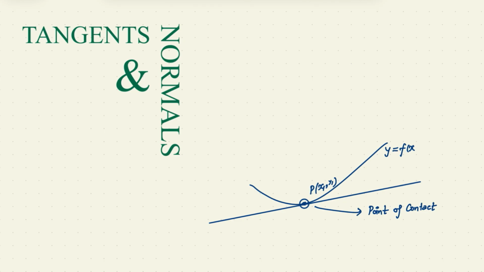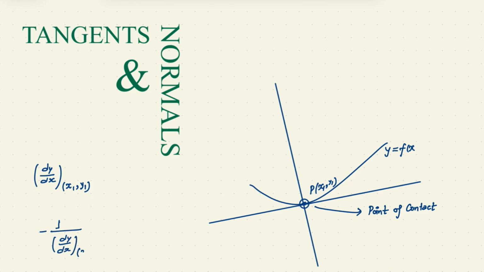Now the slope of this tangent at point P will be dy over dx, and we have to put the value of x and y as (x1, y1). Similarly, if I have to make a normal on this point P, which is a straight line perpendicular to the tangent, the slope of this normal would be minus 1 by dy over dx at (x1, y1). So using the slope of tangent and normals, we will write the equation of these two straight lines.